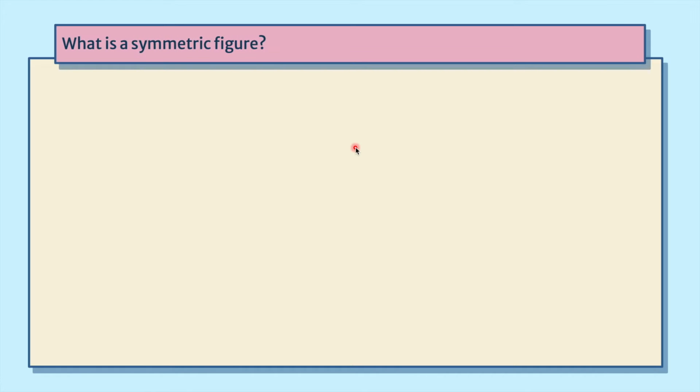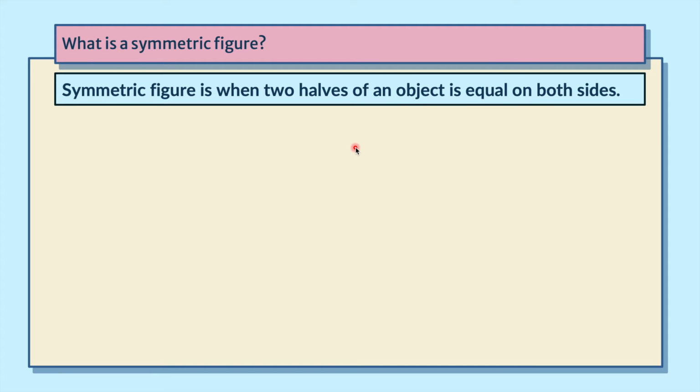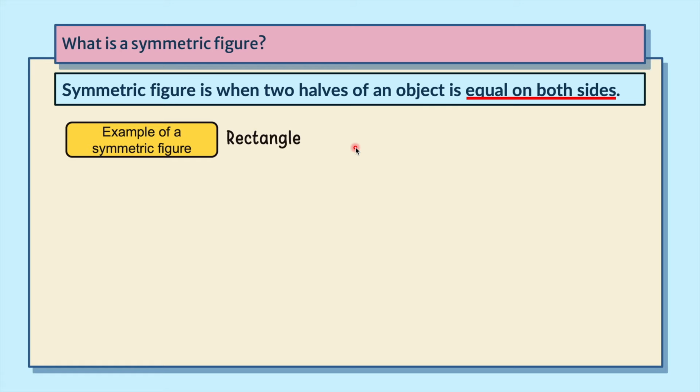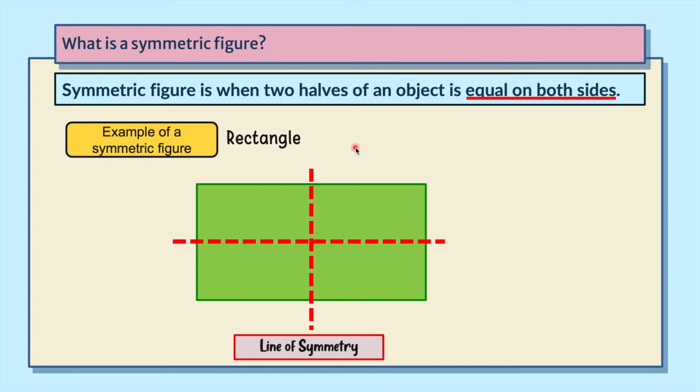So let's recap our symmetric figure. A symmetric figure is when two halves of an object are equal on both sides. Last time, I gave you an example of a rectangle. So this is a symmetry line, and another one is the line of symmetry. So altogether, a rectangle has two symmetry lines.